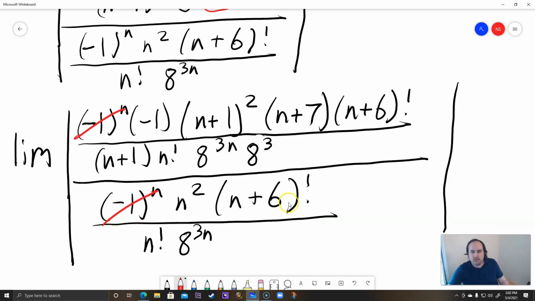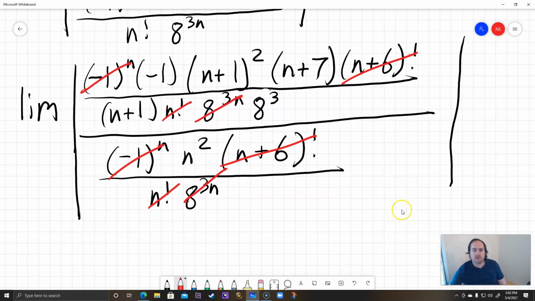And then beyond that, we also have an n plus 6 factorial on the top right, and an n plus 6 factorial down here. So these cancel out. And then in this denominator, we have an n factorial, and we also have one up there. So these two cross out. And then, of course, the 8 to the 3n's also cross out. Okay, so what are we left with? Well, we're left with whatever we didn't cross out, which is still quite a bit here.